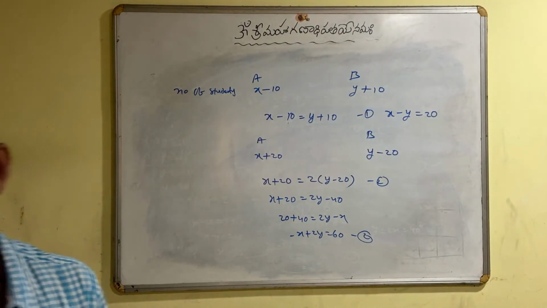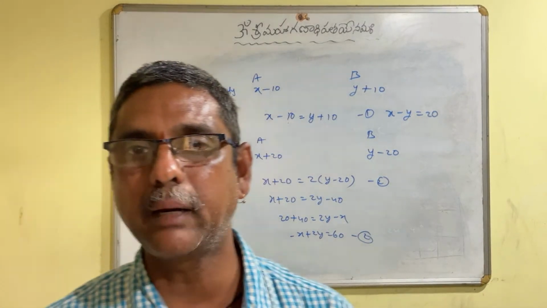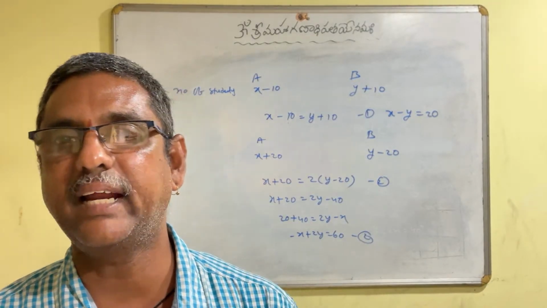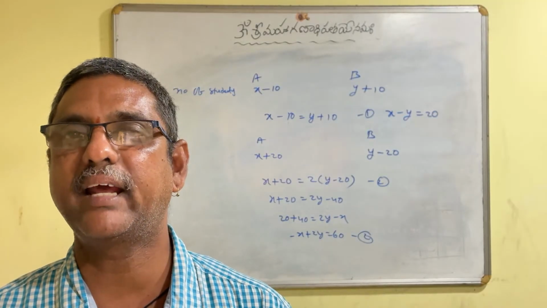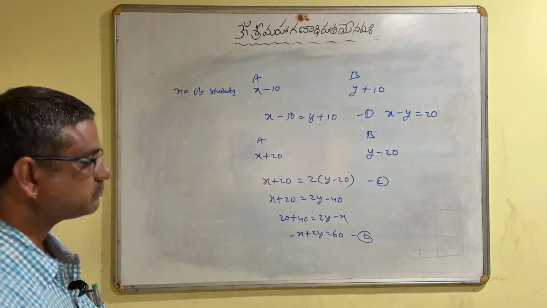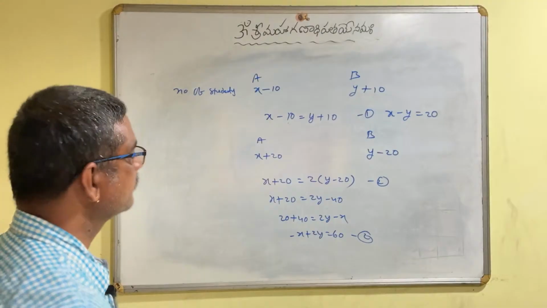So now that means section A is 100, section B is 80. Now send 10 from section A to section B. 100 minus 10 is 90, then 80 plus 10 becomes 90. Both are same, na?